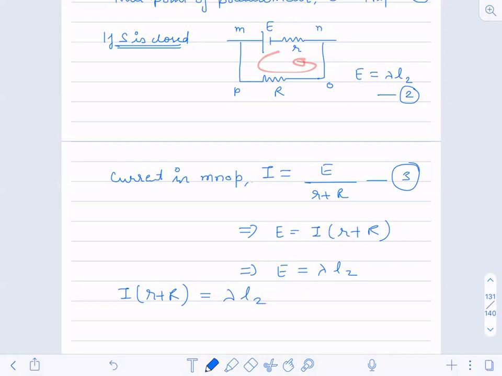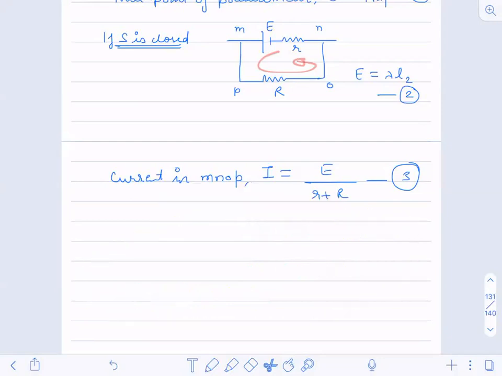Sorry, here I have made a mistake. I want to eliminate I. I should have the E value in terms of lambda and L. So I have made a little mistake here, and I should not do it like this. Just see here, I'll remove this.